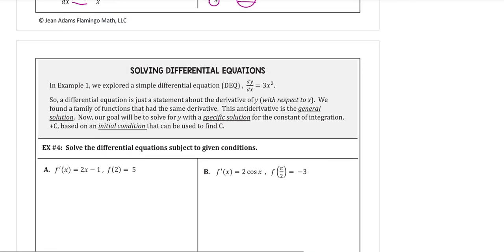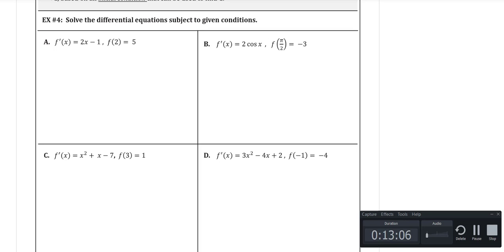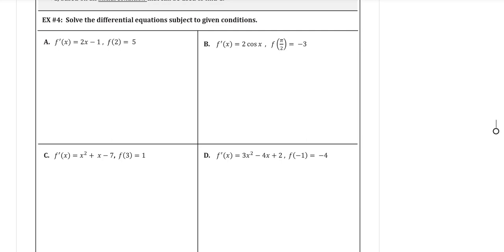Okay, so we're going to finish this off by doing one with initial conditions. So how do you get rid of the c? How do you find a specific c? And that's based on whether or not you have an initial condition. So for example 4, we are going to solve the differential equation subject to given conditions. And as I was mentioning earlier, this is how we're going to get rid of this c. And I will do letter A, and then you guys can do the other ones and check your answers then. And then we'll go over these and practice these in class tomorrow.